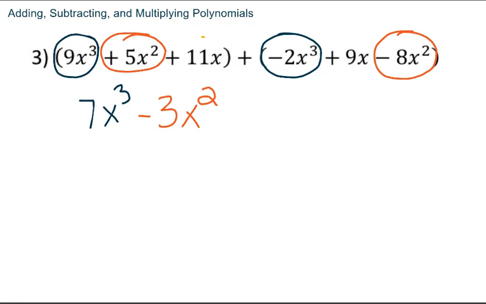And my last thing to combine is my x's. I have a positive 11x and a positive 9x, which would be combined to be 20x. It is always good to write it from biggest exponent down to the smallest exponent. That's proper standard form for math. So double check to make sure they're in order, but all you do is add the coefficients when you are adding only like terms.